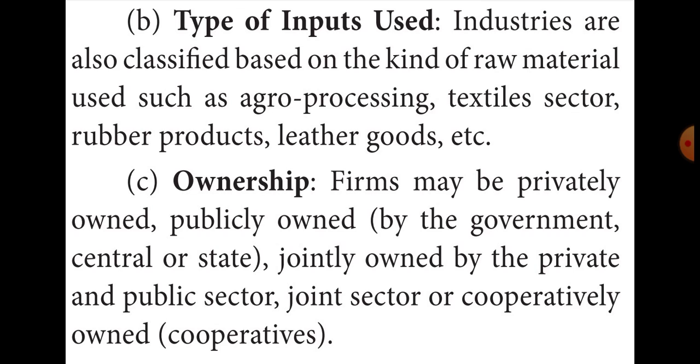Publicly means the particular industries are owned by the government. That means state government, central government, or union government. Then jointly means the particular companies are owned by private and public together. That means cooperatives. We are saying cooperatives.